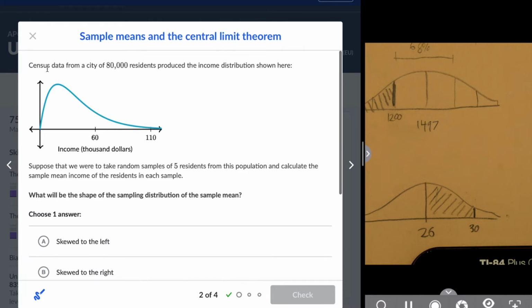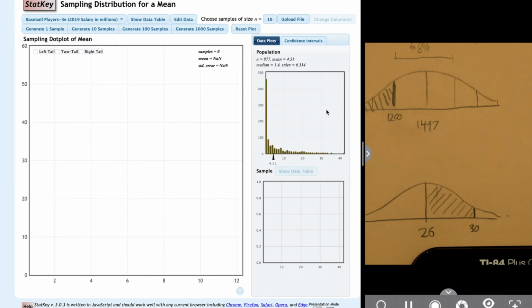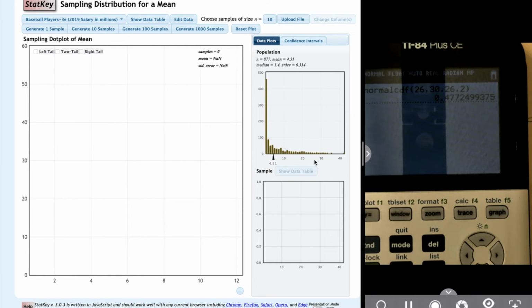they're saying the entire population shows a skew right distribution. But if I sample more than 30, what I would expect to get from this as an average would actually be normally distributed. I'm going to show you what that looks like using this online tool. Here we go. So what I have here is a very heavily skewed right distribution, and the mean is 4.51.